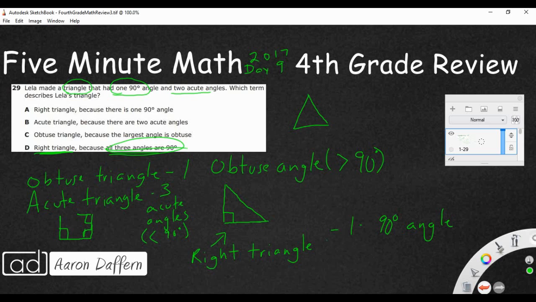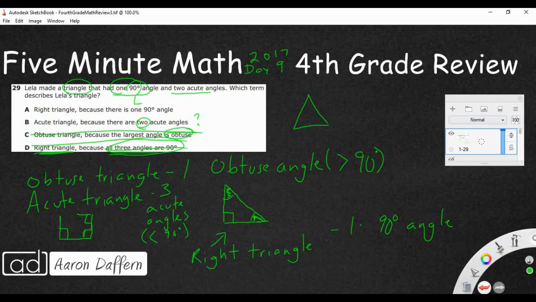It's not an obtuse triangle because the largest angle is not obtuse. 90 degrees is a right angle. It's not an acute triangle. There are two acute. I bet you this was probably the number one chosen incorrect answer. There are two acute angles. Whenever you have a right triangle, the other two have to be acute. But remember, that's the key word there.